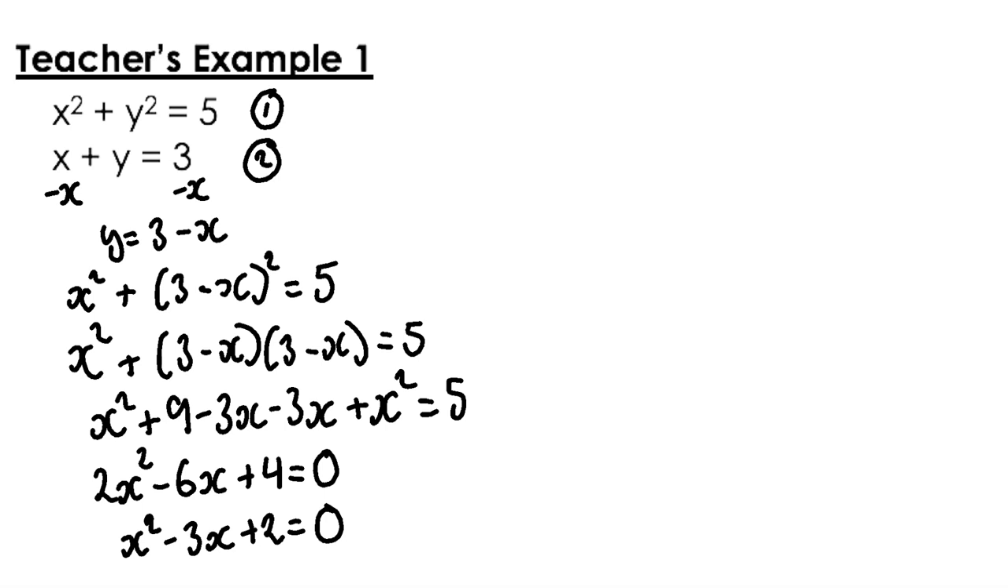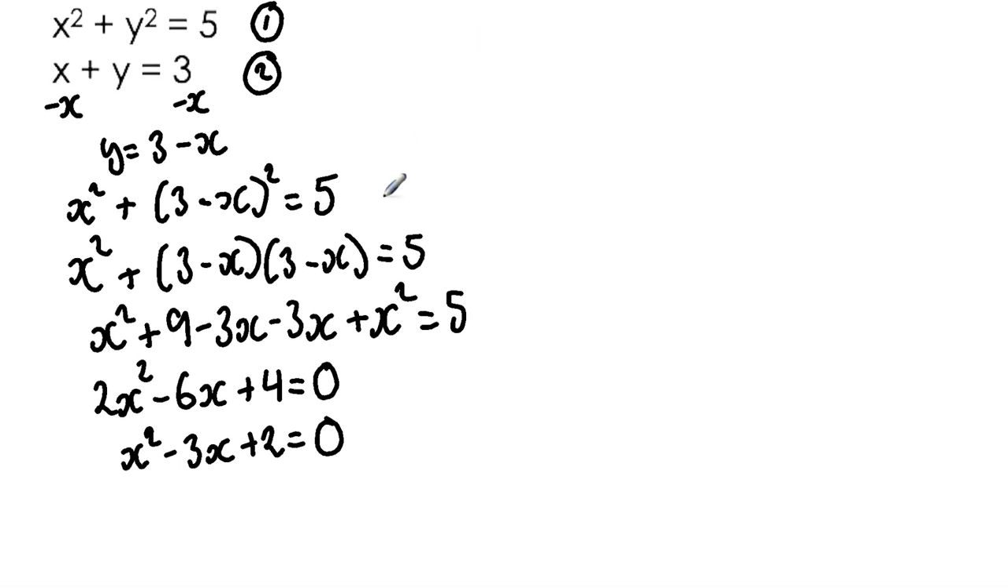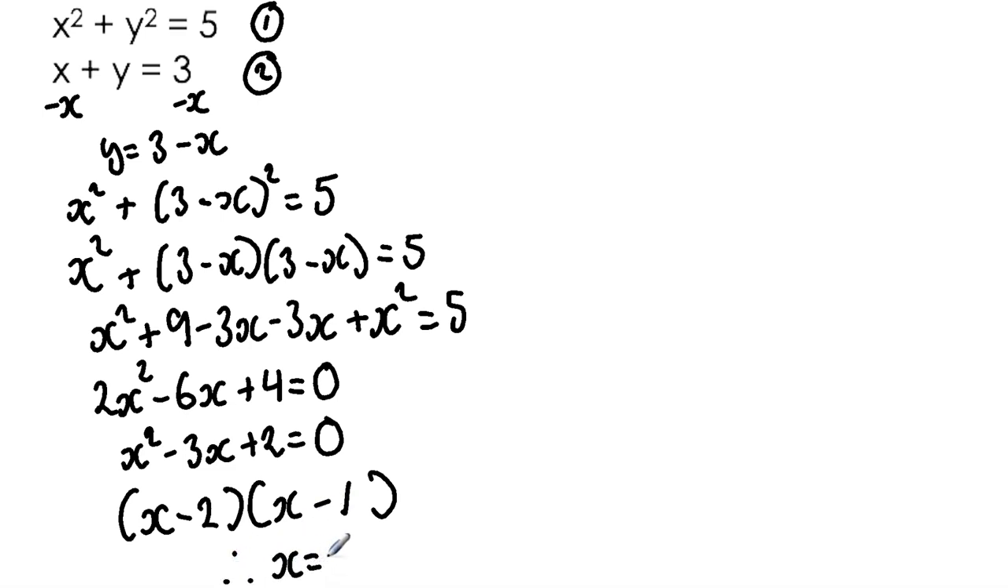I'm then going to factorize x squared minus 3x plus 2 to find the values of x. Open brackets. Therefore, the values of x are 1 or 2. Now, to find the value of y, we're going to substitute the values of x, 1 and 2, into equation number 2. So, let me just draw a straight line.